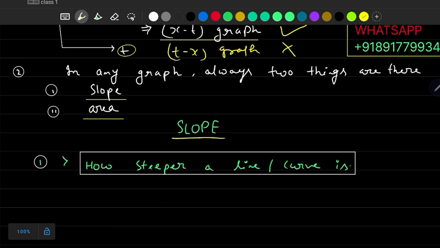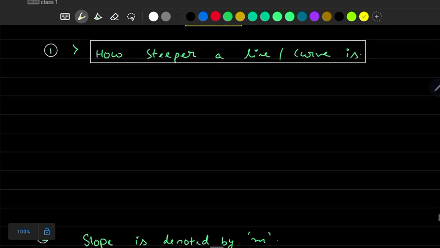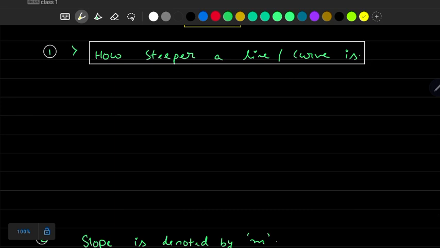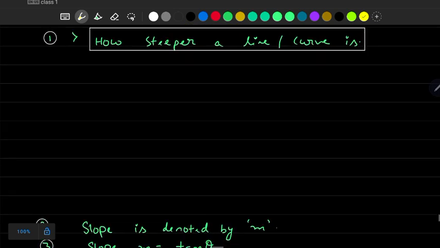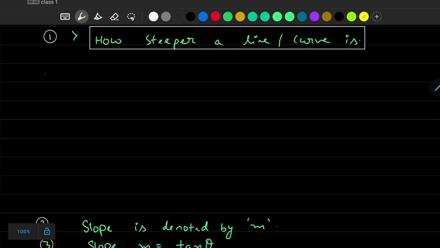What do we mean by slope? First we have to learn it. Slope means basically how steep a line or curve is. How steep a line or curve is. Now let's take a few examples. I suggest you make notes along with the class, so it will be easier to revise.